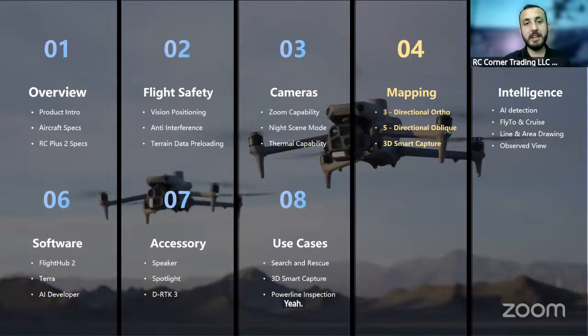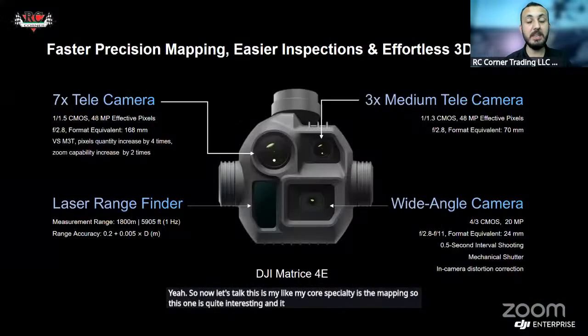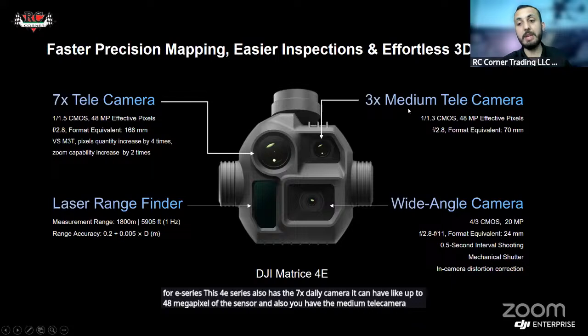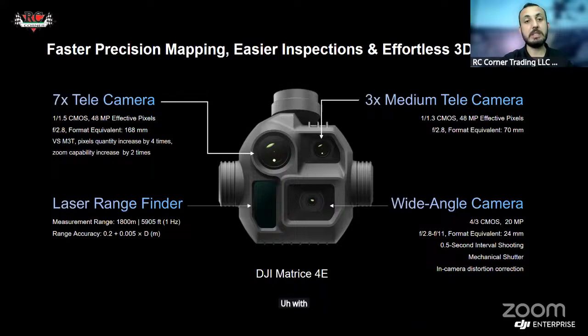So now let's talk about mapping, which is my core specialty. This one is quite interesting, and it also amazed me. Now let's talk about the Matrice 4E series. This 4E series also has the 7x tele camera, with a sensor of up to 48 megapixels, and also a medium tele camera with up to 3x zoom capabilities with a 2.8 focal length.